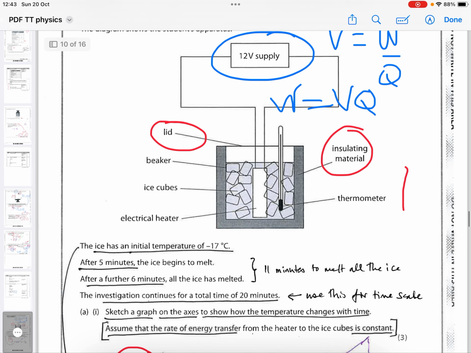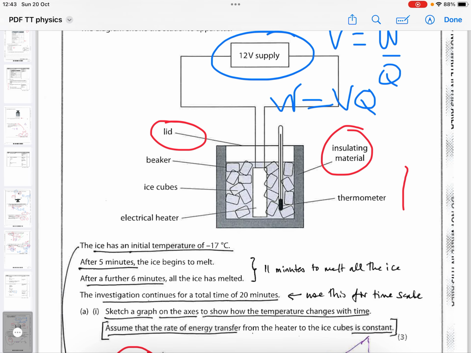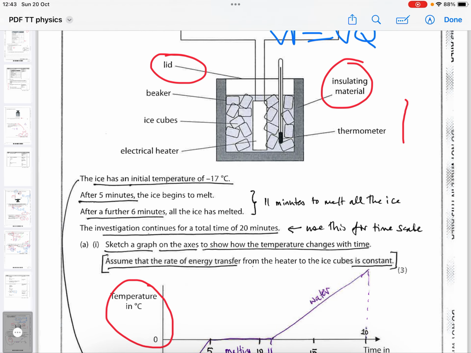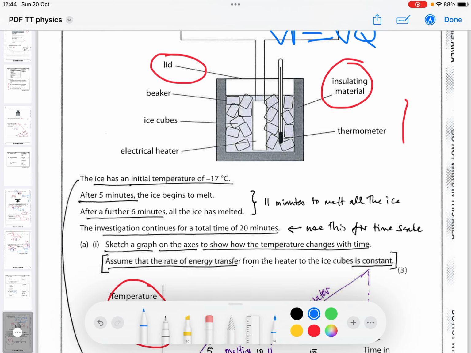So once the thermal energy is going into the ice, it will start melting, and it says the ice has an initial temperature of minus 17 degrees centigrade. So you need to start your graph at minus 17 degrees centigrade, and then after 5 minutes the ice begins to melt. So obviously for the first 5 minutes it's going from minus 17 degrees to 0 degrees centigrade, and then it takes 6 minutes.